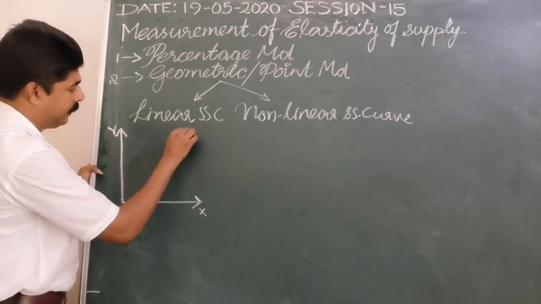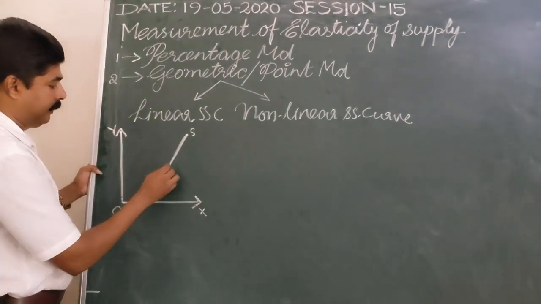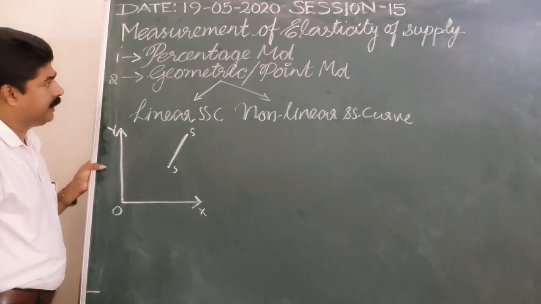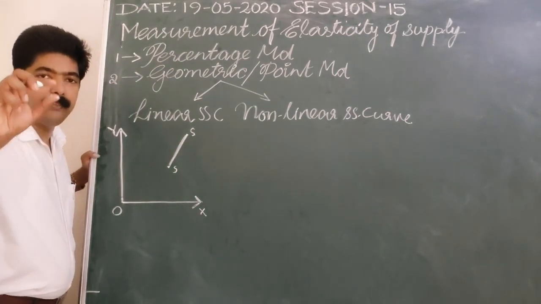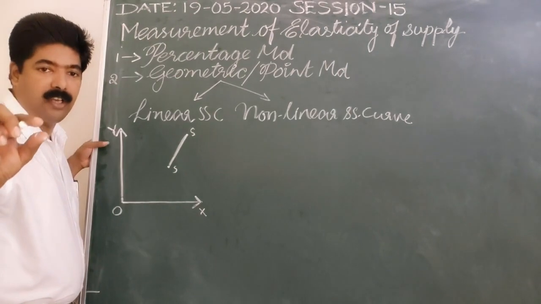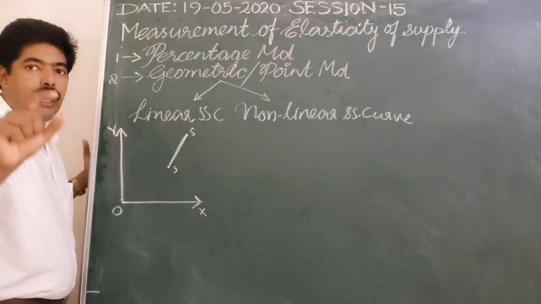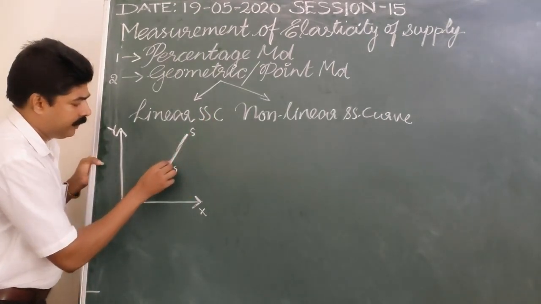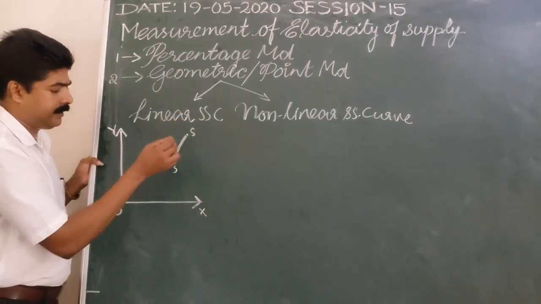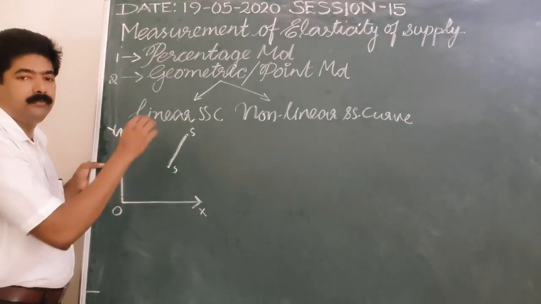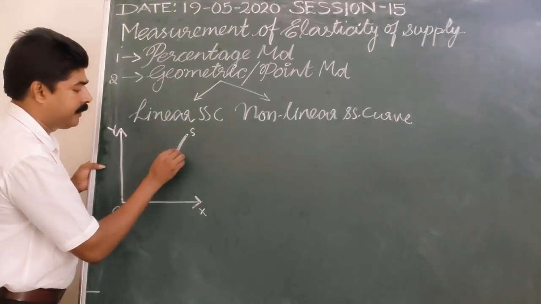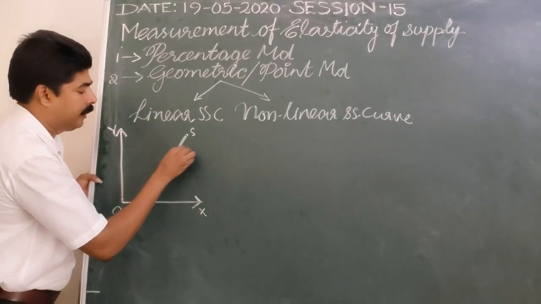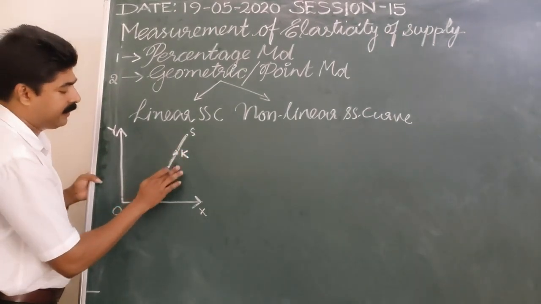This is a supply curve, a positively sloping supply curve. SS is the supply curve, and as I told you, the geometric method is the method used to measure the elasticity of supply at a point on the supply curve. This is a linear supply curve, a straight line, positively sloping. I am just marking one point on the supply curve. This point is K. I am giving a name to this particular point, K.